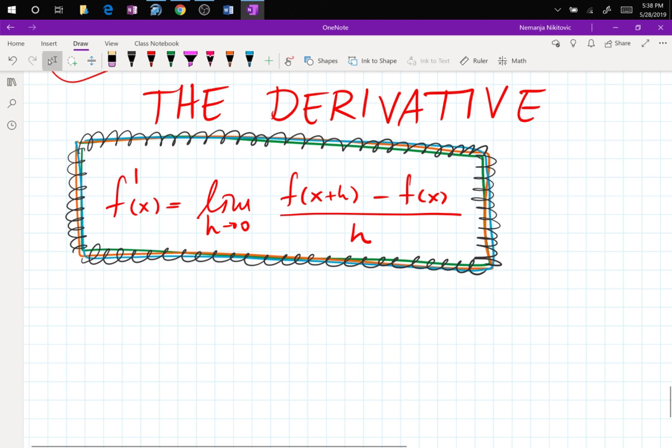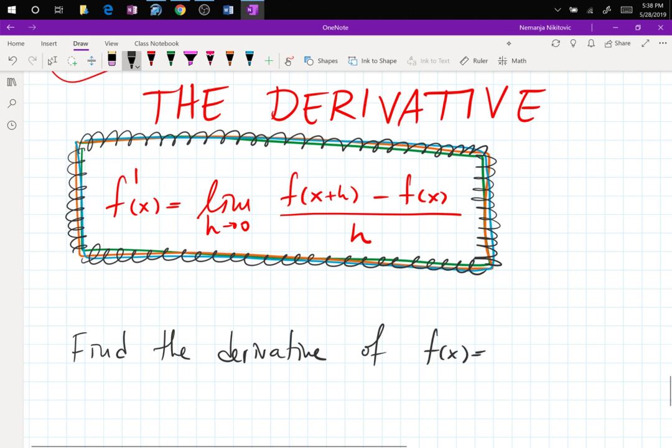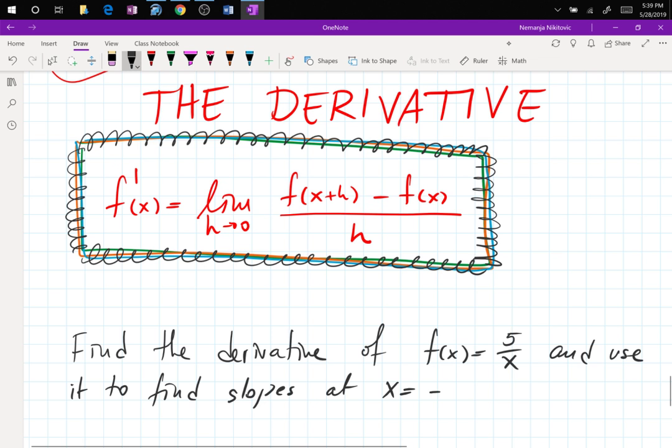So now, let's go and find the derivative of f of x equals 5 over x, and use it to find slopes at x equals -3, 1, 6, and let's say 2/3.